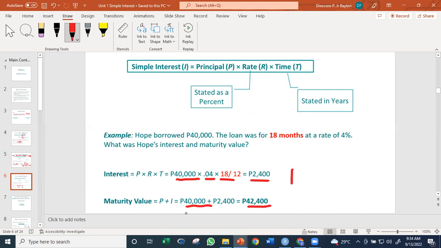And we can do this straightforward. Principal times 1 plus RT. So that's 40,000 multiplied by 1 plus 0.04 times the time is 18 over 12. If we perform this, we will get the same 42,400. Okay, so we can illustrate that in Excel. Let me just open Excel.